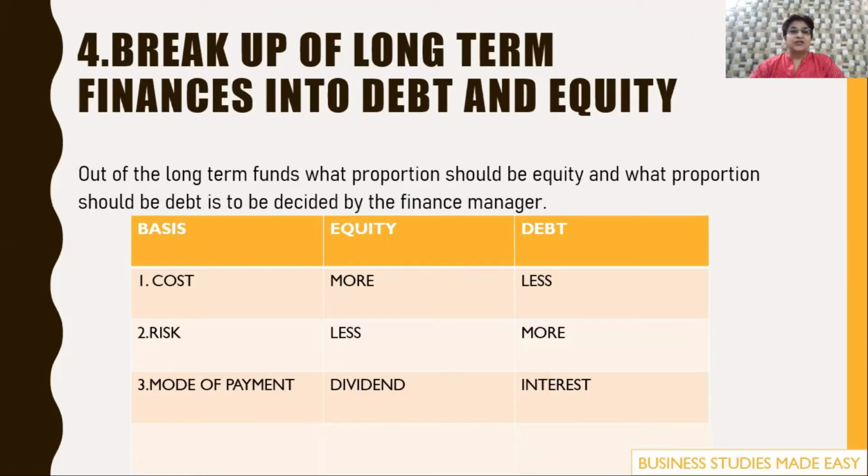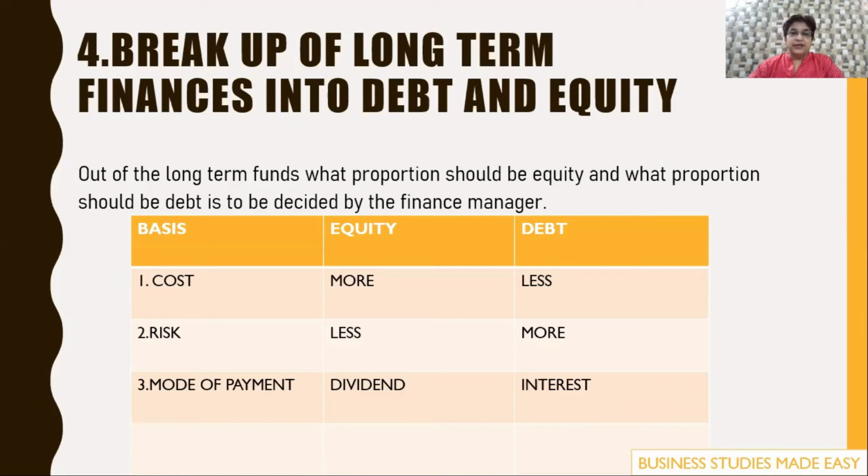Then the breakup of long-term finances into debt and equity. Now, these long-term finances are for a long period, and therefore he needs to know what should be the source of this long-term finance. Again, he will weigh the pros and cons of both long-term sources, that is debt and equity. So let's see that. Equity is more expensive than debt because debt carries a fixed rate of interest. In equity, there's no fixed rate of interest, and therefore the amount to be paid to the equity may be much more than that is to be paid to the debt.